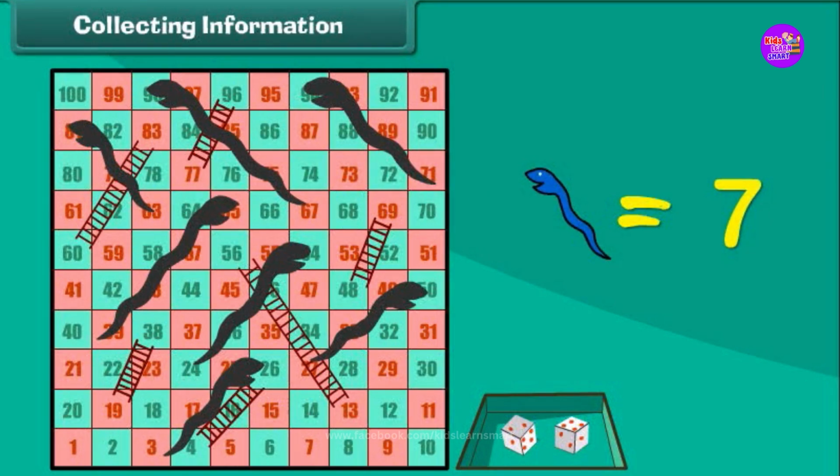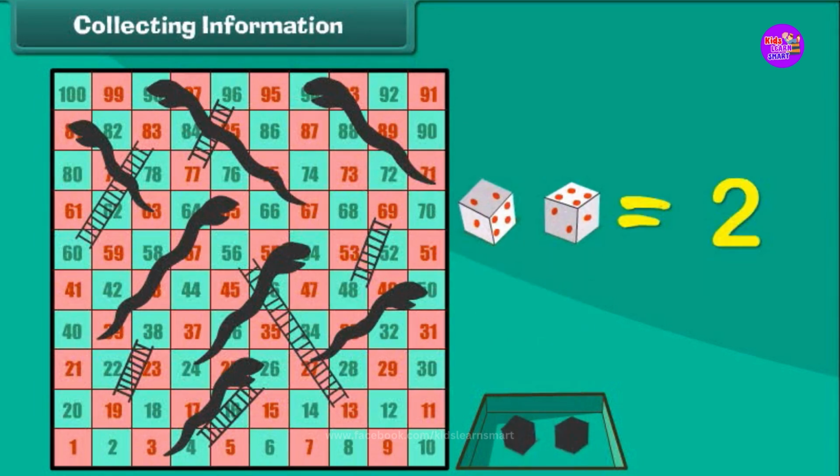There are 7 snakes. Now we count the total number of ladders. 1, 2, 3, 4, 5 and 6. There are 6 ladders. How many dice do you see here? There are 2 dice.